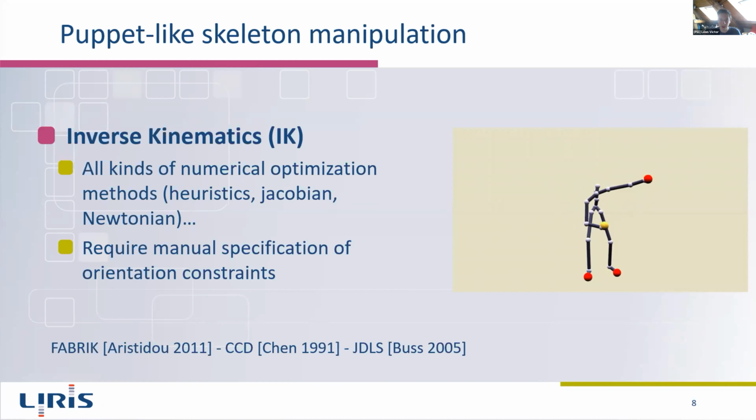They have various upsides and downsides in terms of speed and accuracy, but they share a common characteristic: in order to enforce other constraints, in particular joint rotation limits, again, we need to manually specify the maximum angles for each joint of the skeleton.